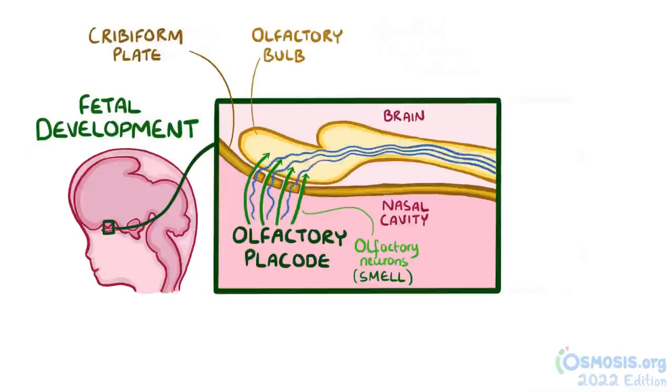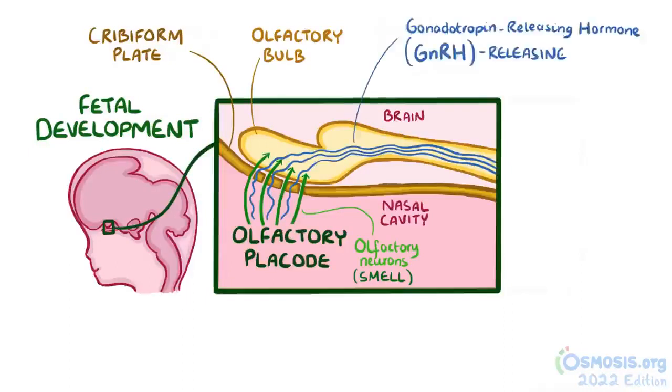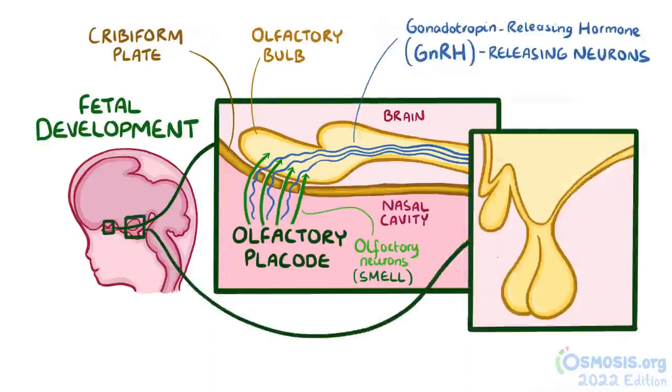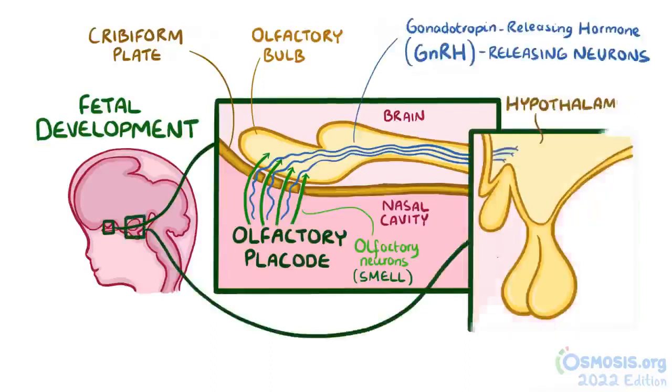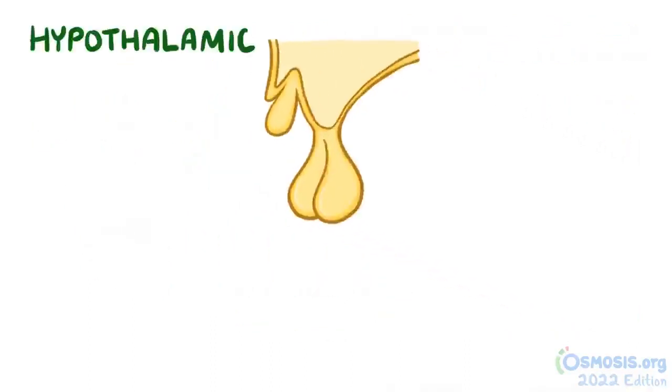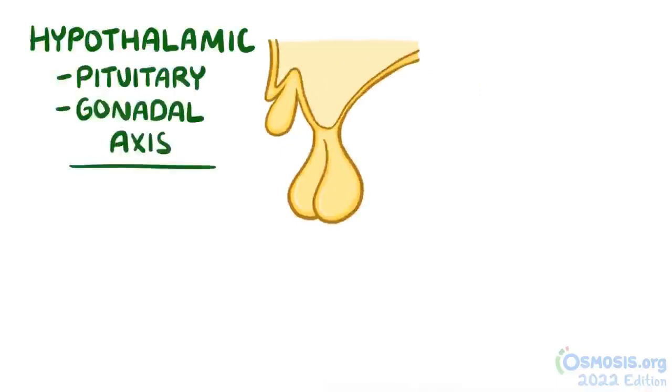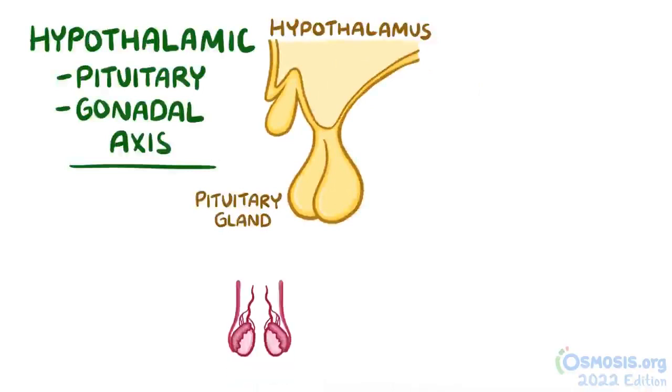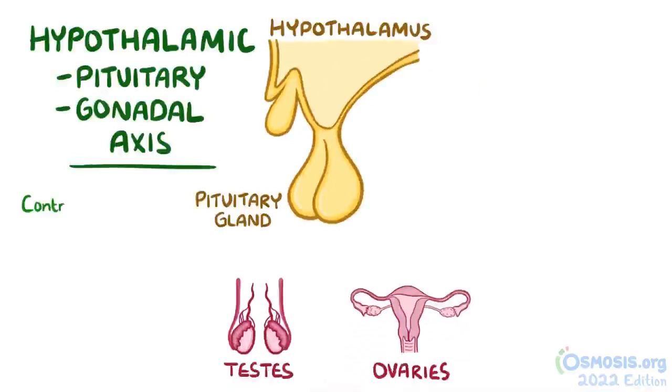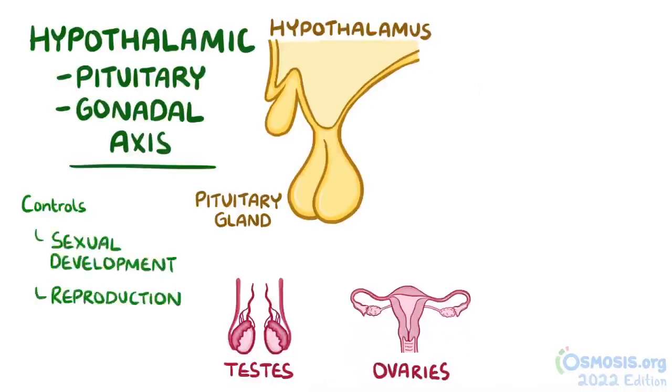The second group contains neurons that release gonadotropin-releasing hormone, and these neurons migrate through the cribriform plate and settle in the hypothalamus. The hypothalamic pituitary gonadal axis is a system of hormone signalling between the hypothalamus, pituitary gland, and gonads, either the testes or the ovaries, to control sexual development and reproduction.